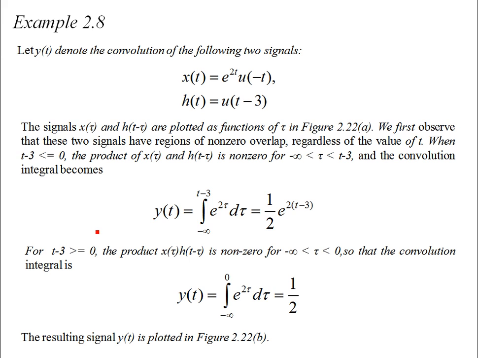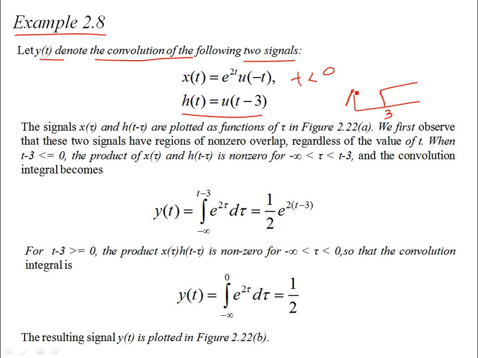Okay, let's take one more example. This is example 2.8, and it says to compute yt. Let yt denote the convolution of the following two signals. This is again an exponential signal, and this is a decaying exponential signal because this exists for t less than 0. So this is going to exist for the negative time, and for negative time this will be a decaying function on the left hand side. And this ht is the unit step function, which starts at t equal to 3. So basically ht is like this. It starts at 3.